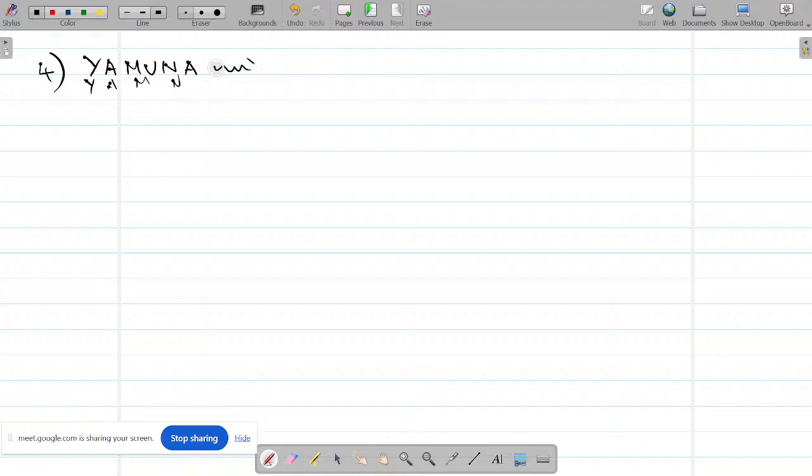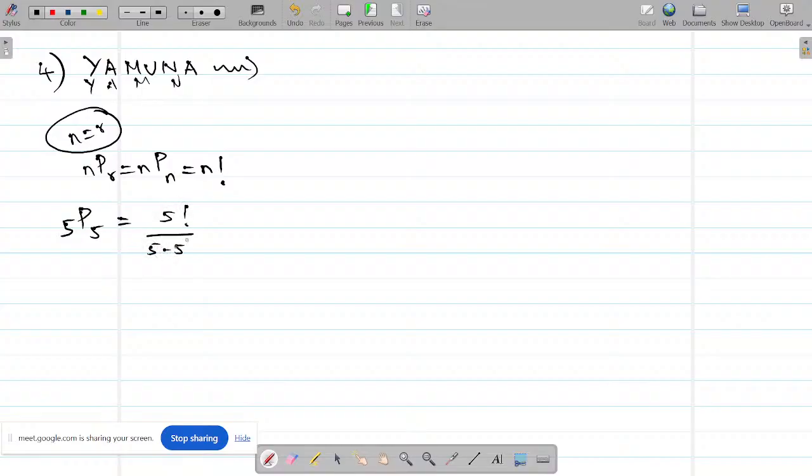So what's the concept behind this? Actually, when n and r are the same, and we are talking with respect to arrangement only, permutation, nPr will be nPn itself, which in turn is n factorial, right? For example, 5P5. Substitute in the formula: 5 factorial divided by (5 minus 5) factorial, which is 5 factorial divided by 0 factorial, which is 5 factorial. So when n and r are the same, you can write this as n factorial or as r factorial, both the same.